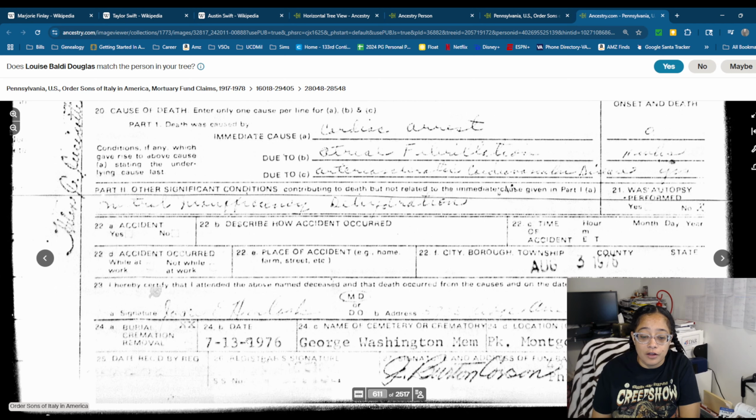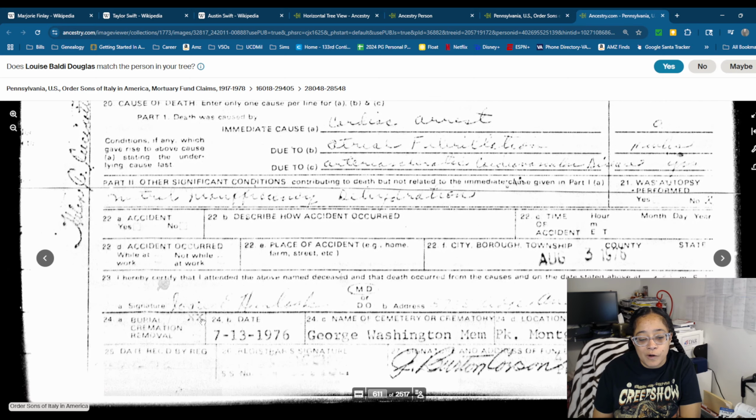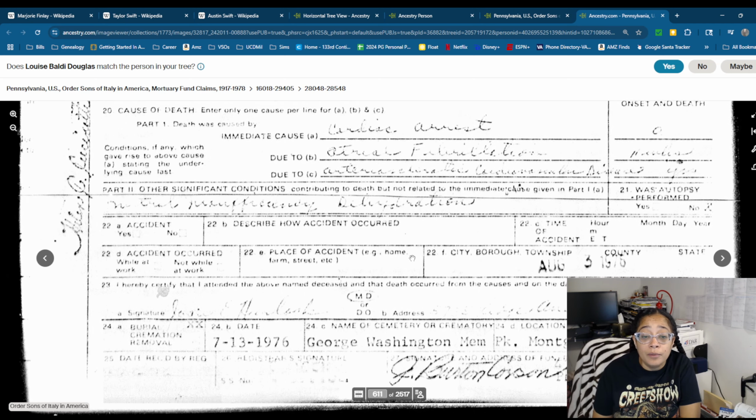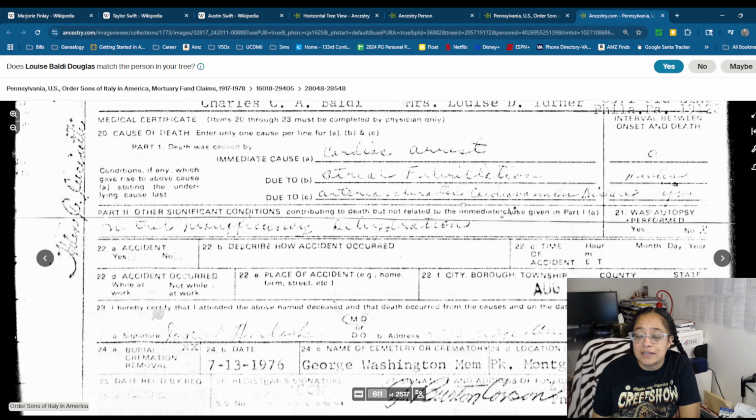And then again, the other registrar information is faded at the bottom, but we can clearly get burial information. And you see the XX here shows the burial. It was burial and not cremation or removal. And then the death information. So immediate cause, cardiac arrest.